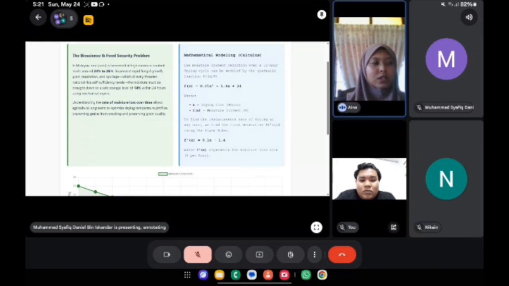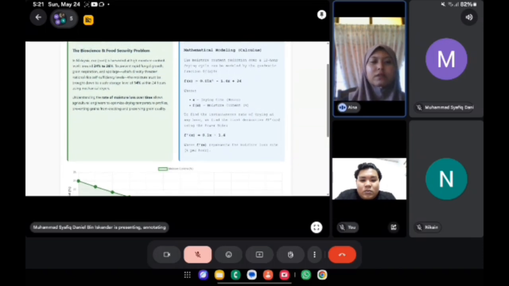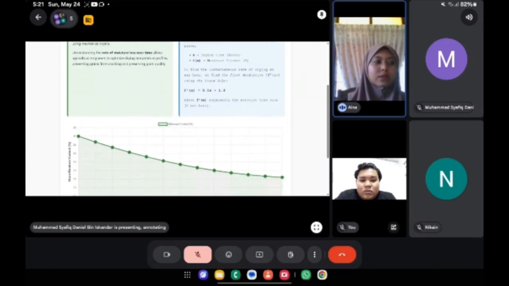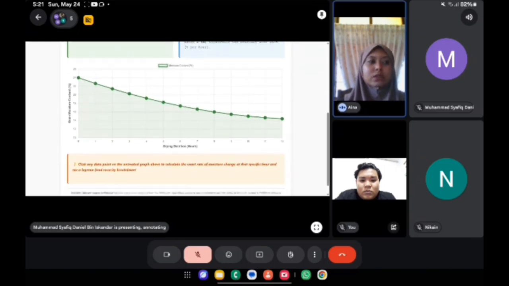Now, let's look closely at the data point map in my interactive graph. This model reflects realistic baseline parameters adapted from Malaysian Agricultural Research and Development Institute, MOHD and BERNA's Safe Storage Guidelines.